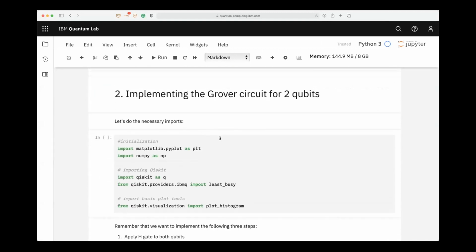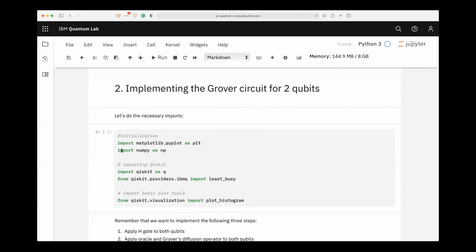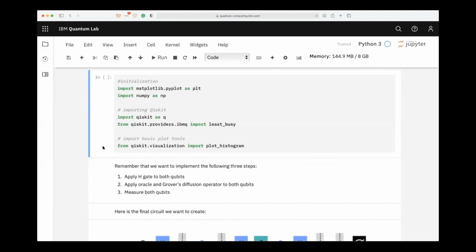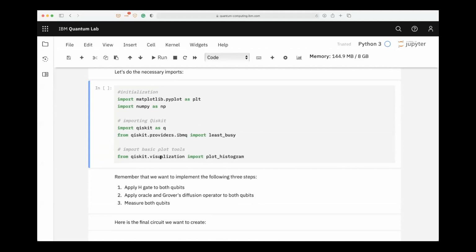Okay, so the introduction, we talked about that. So let's go ahead and implement this. We will first start off with the necessary imports. So here we have everything that we usually have. This least busy thing might look new. You'll see how that's used at the very end of the notebook, but it's a fairly straightforward idea. So we'll run this to get everything fired up. And as soon as the star turns into a number, there we go. We are good to go.